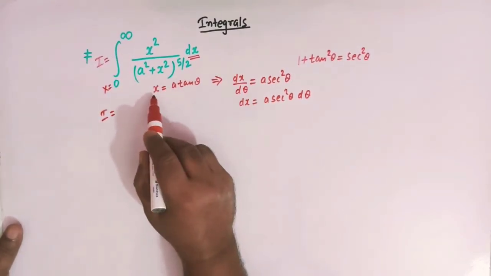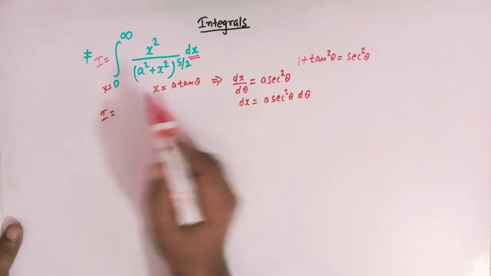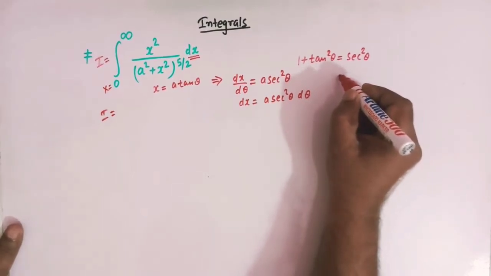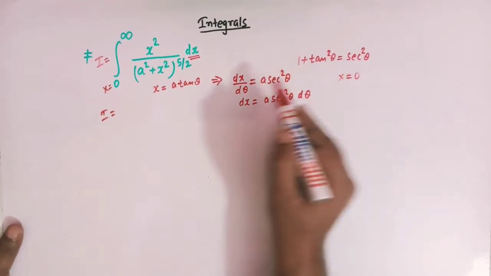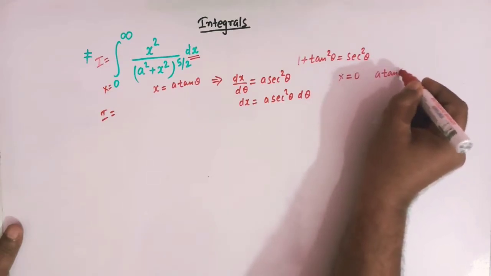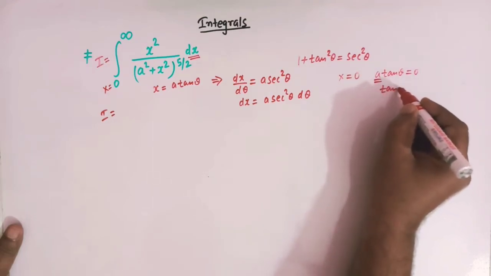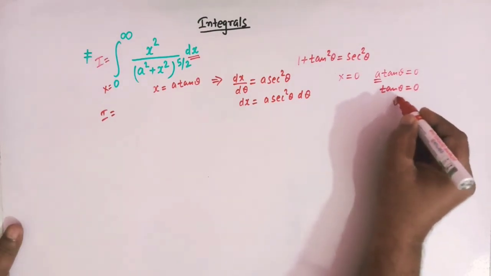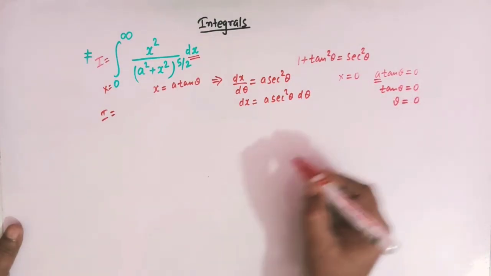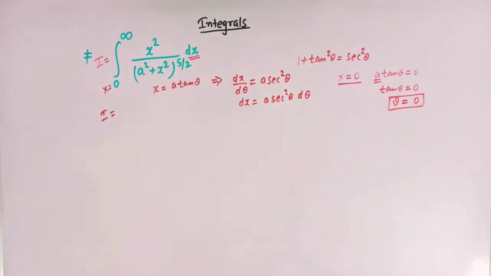Since we are changing the variable from x to theta, let us change the limits accordingly. When x is equal to 0, a tan theta is equal to 0. Since a is a non-zero constant here, tan theta is equal to 0 and theta is equal to 0. So when x is equal to 0, theta is equal to 0.